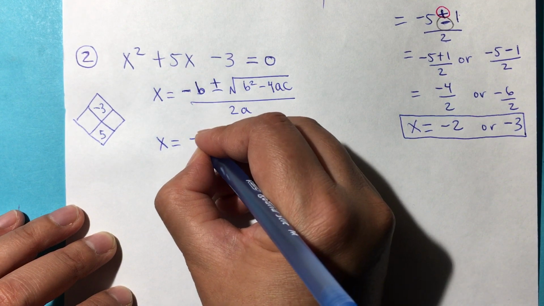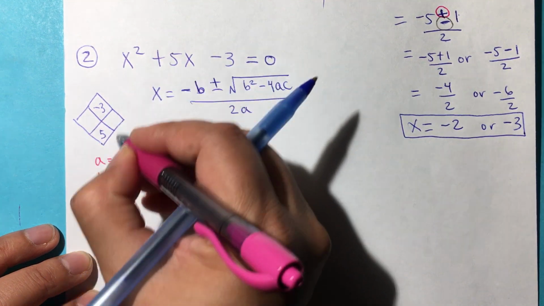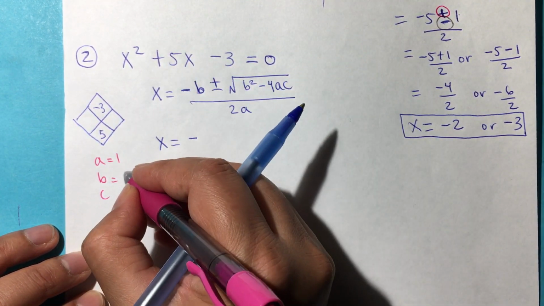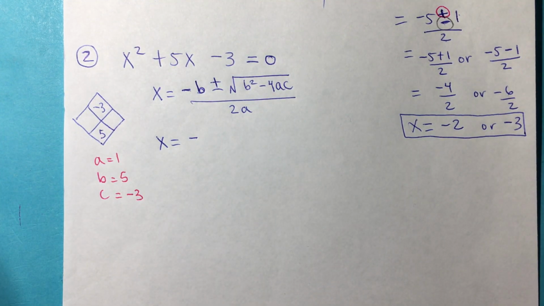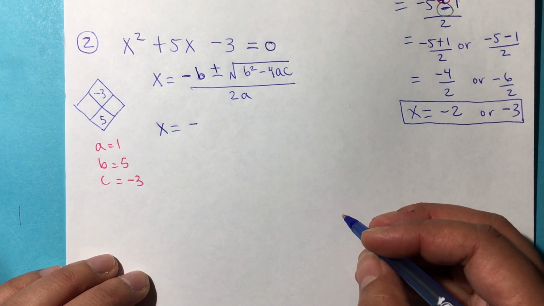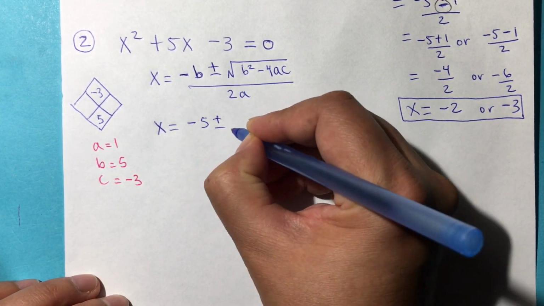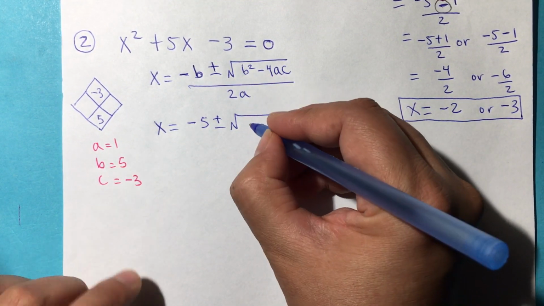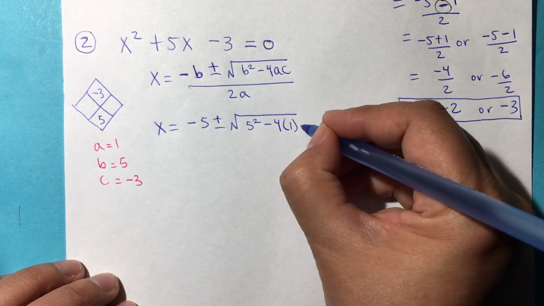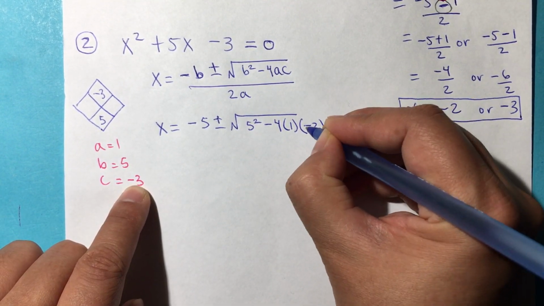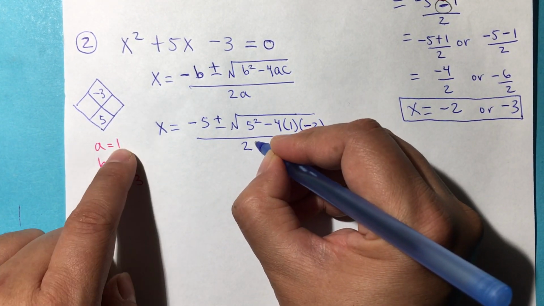And so that's going to be negative. Let's find what's a, b, and c first. A is 1, b is 5, and c is negative 3. So you have to include the signs of those coefficients as well, and the constant. So x is equals to negative 5 plus or minus the square root of b, 5 squared, minus 4 times a times c, which is negative 3. Don't forget the sign. Divided by 2 times a.